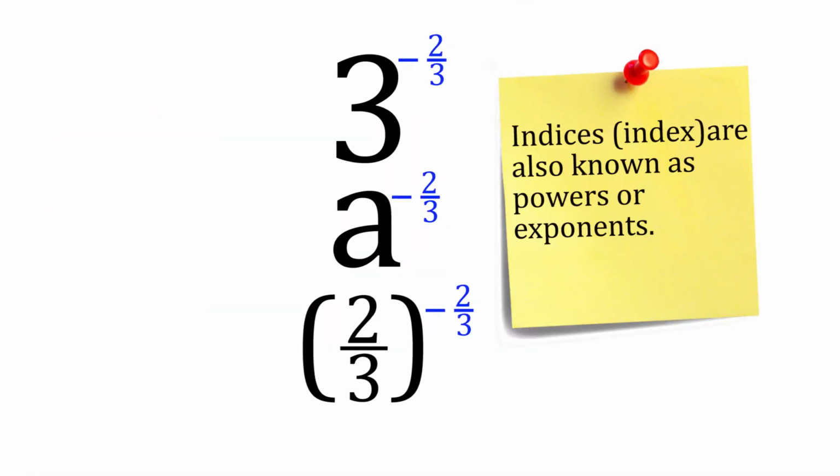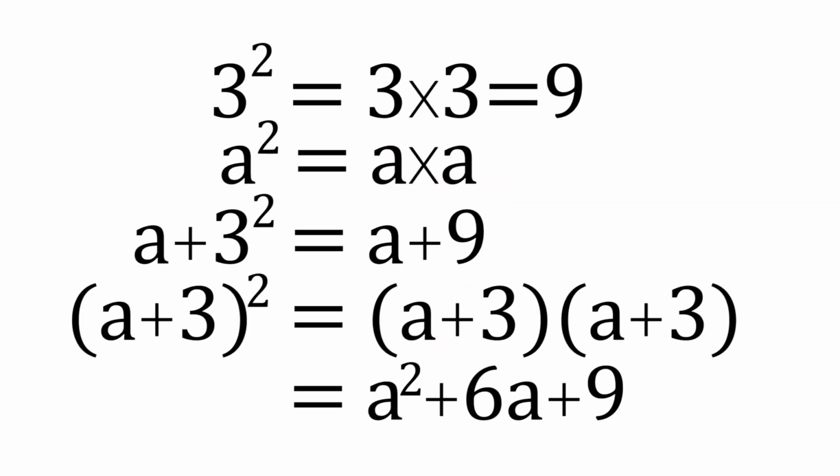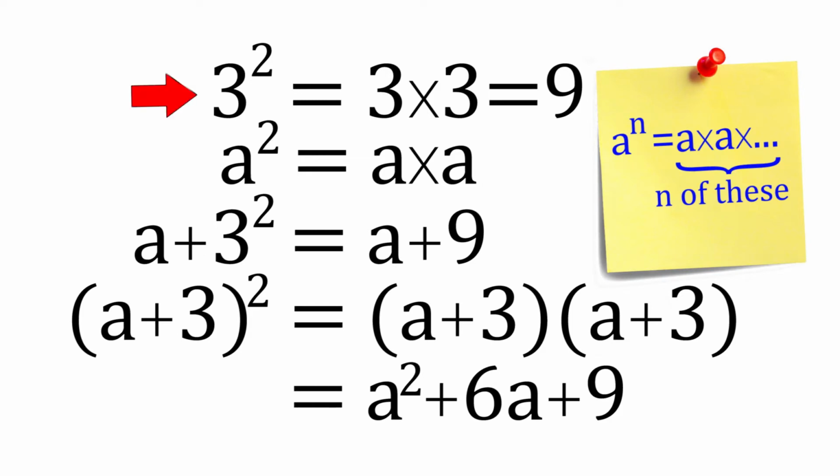In this first video on indices, we will learn what they are and how to work them out. A positive index has the effect of multiplying a number or variable by itself a number of times indicated by the number of the index. So here 3 with an index, power or exponent of 2 is 3 squared, which means 3 multiplied by itself 2 times. The reason why it's multiplied by itself 2 times is because the index is 2. Similarly, here we have the variable a multiplied by itself 2 times.